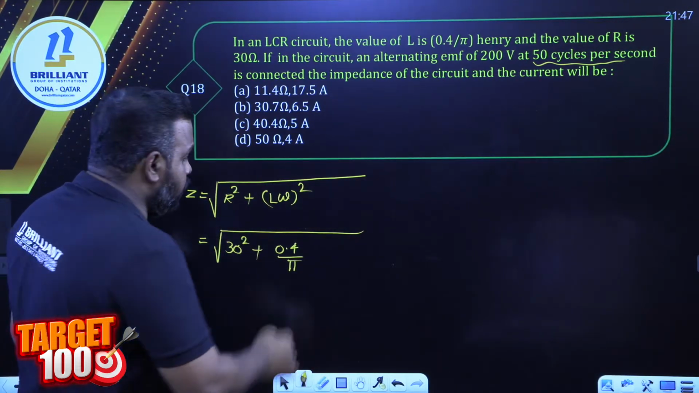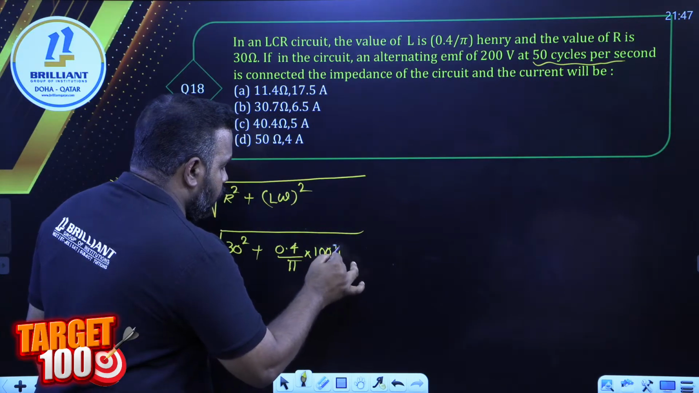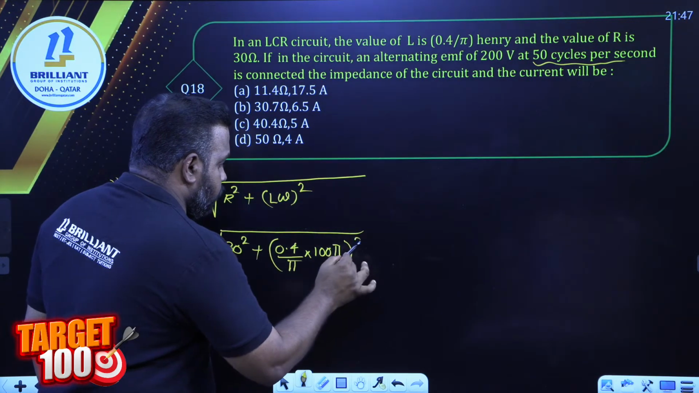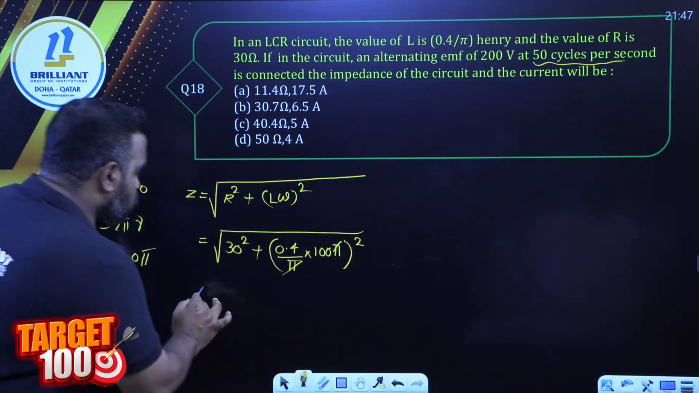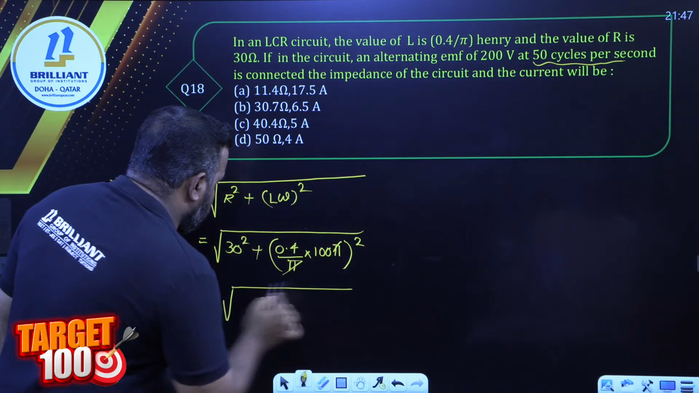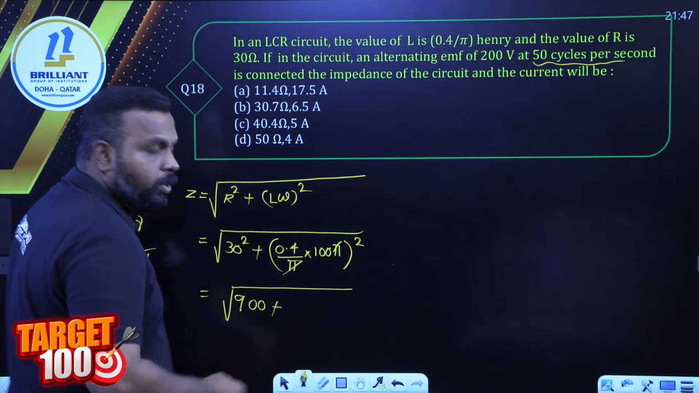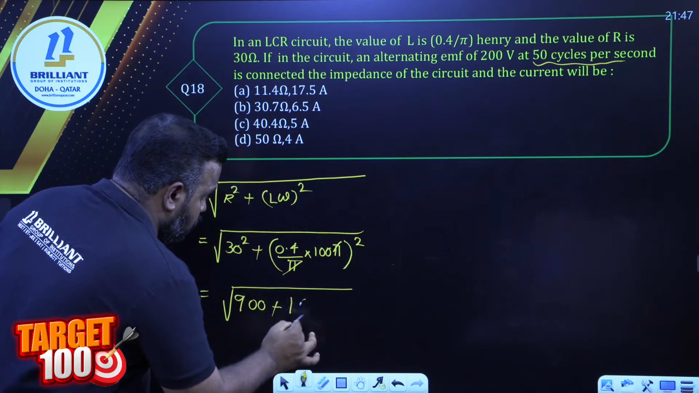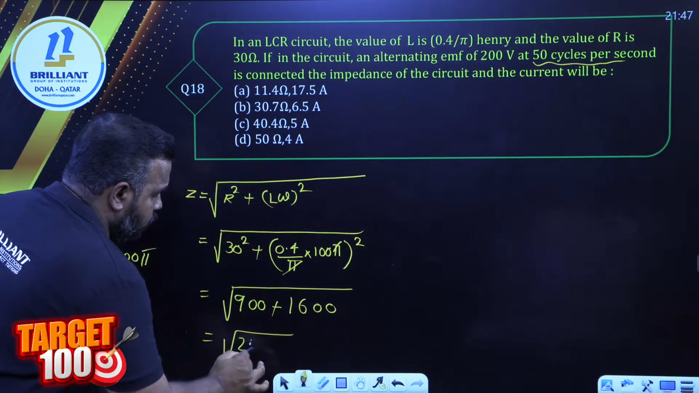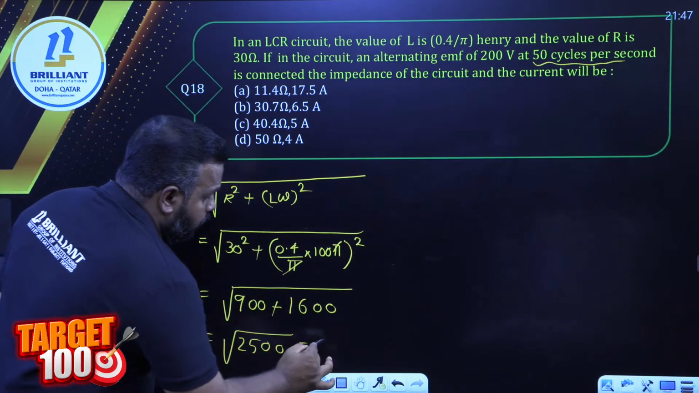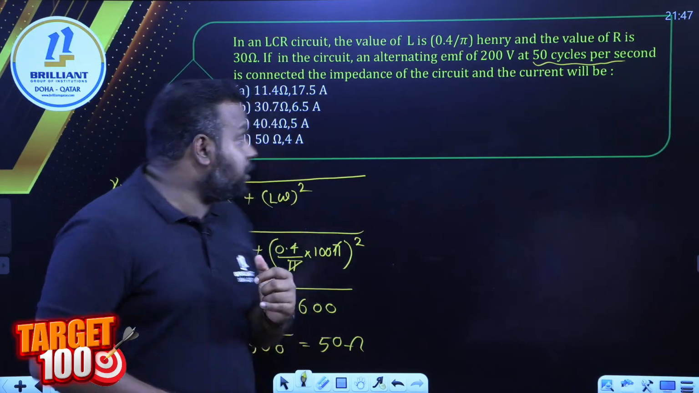Substitute that value here. So 0.4 by pi into what? 100 pi whole square will come. So we get root of 30 square is 900 plus 0.4 into 100 will be 40. 40 square is 1600. So what is our answer? Root of 2500, which is equal to 50. 50 ohm is the impedance.